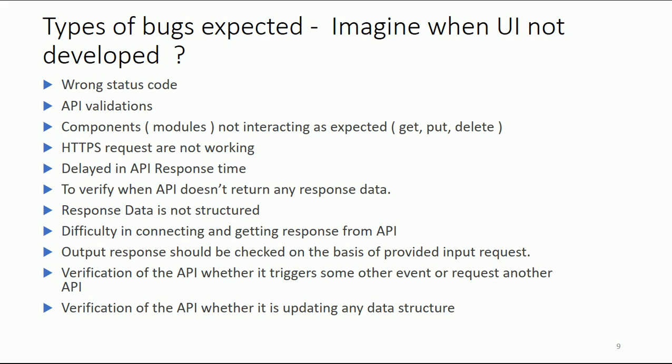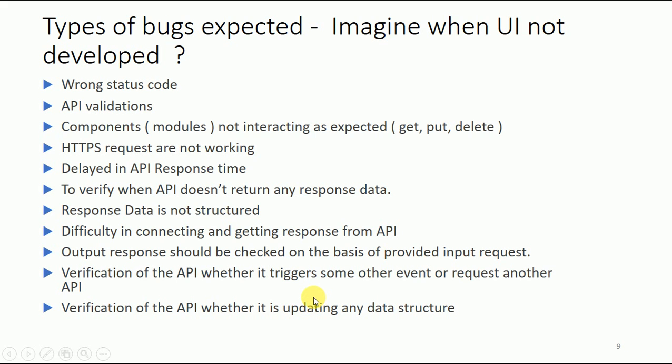One more example is verification of whether the API is updating any data structure. You press update on the front end side, but on the back end side it is not updating the data itself. It is not saving this data. These kinds of bugs you already notice in UI testing, but the same bugs you can also identify and detect from the APIs.